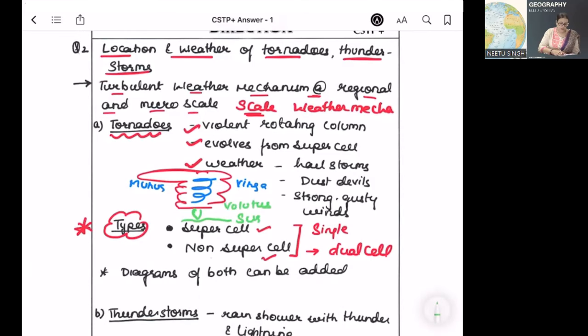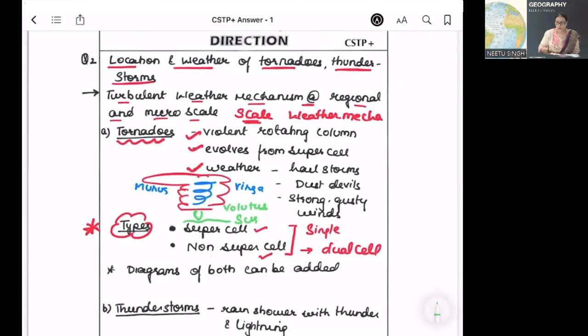If you try to develop it this way: tornado is the most violent system, all of us will write. It is part and parcel of a cumulonimbus cloud that correlates to a thundering cloud or thunderstorm. But every thunderstorm is not related to a tornado. After writing the mechanism of tornado, are types not required? I think I'm making the point convincingly that you need to talk about types of tornado. Rather, when I talk about type, a variant can also be written, which is called waterspout.